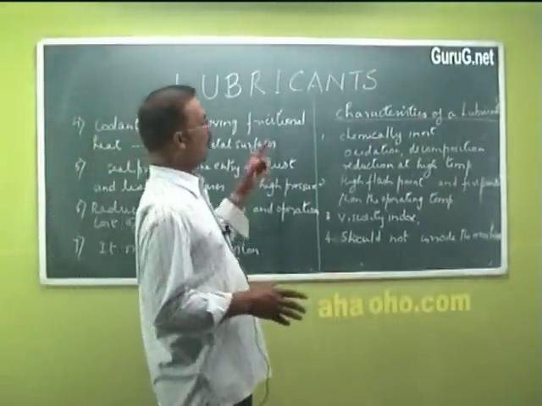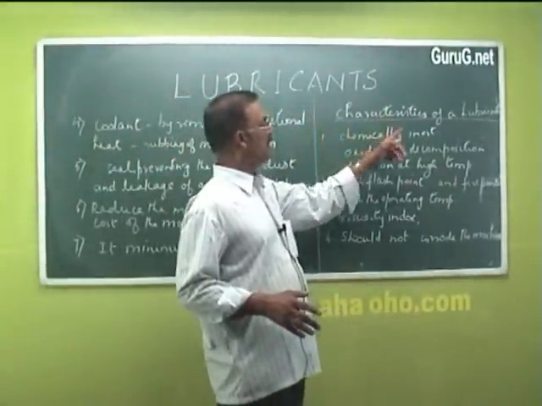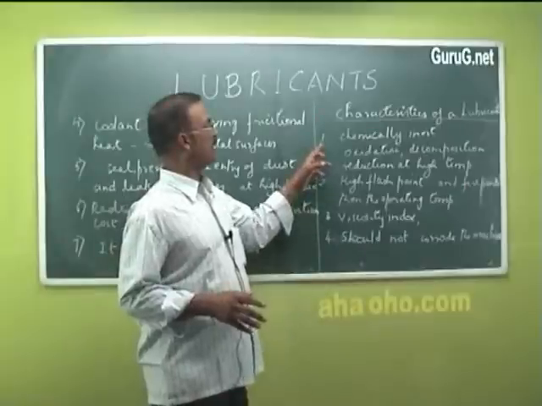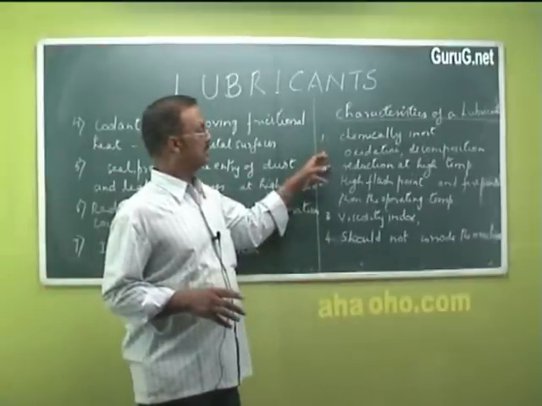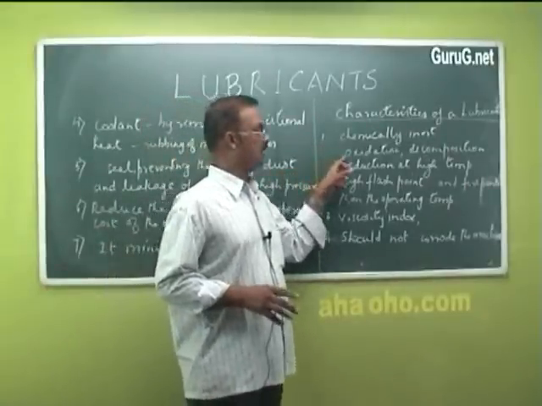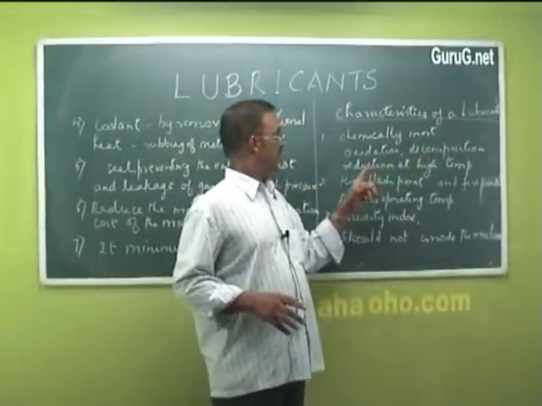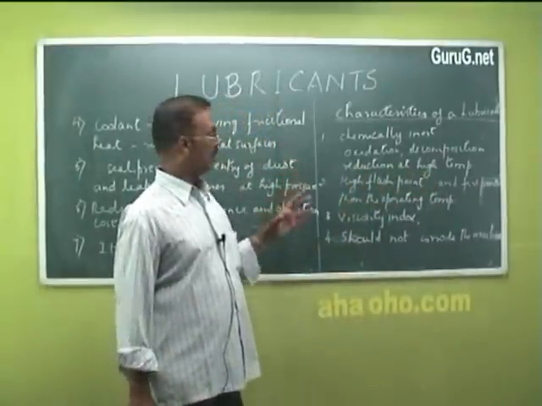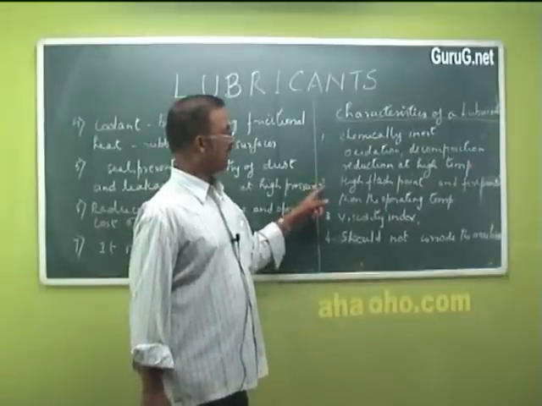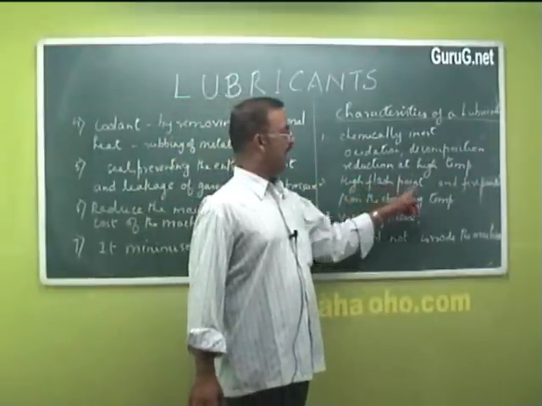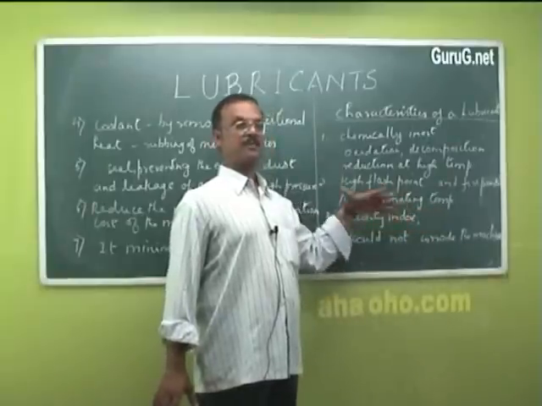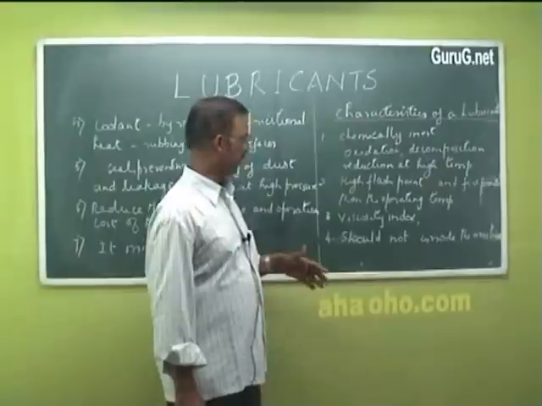Next, we'll see what are the characteristics of a lubricant. The lubricants should be chemically inert, that is, they should withstand oxidation, decomposition, reduction at high temperatures. Then only they can function as a lubricant. The second point, they should have a high flash point and fire point. Then the flash point should be well above the operating temperature.